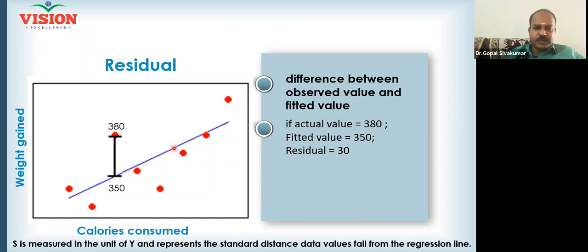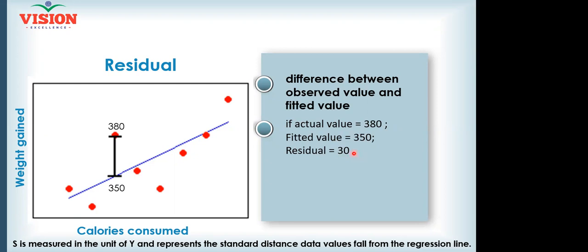But you have converted the 380 into 350. Then only you can draw the blue color line. Am I correct here? 380 is brought down, so you consider that as 350. Now, how much is the error in your regression equation for that particular point? 30. This is called residual.